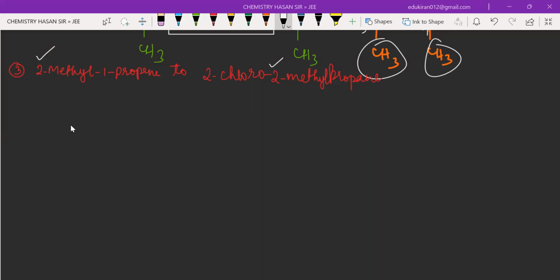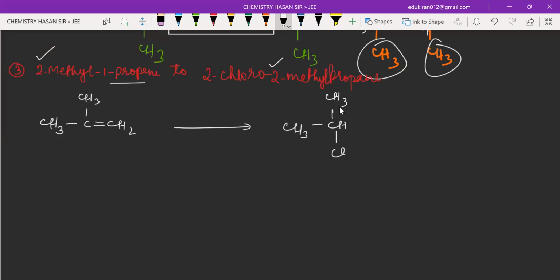So I'm going to write the structure first. Propene and 2-methyl, this is. From here you want to go to 2-chloro-2-methylpropane. So if you want to do this, yes, Tharif.